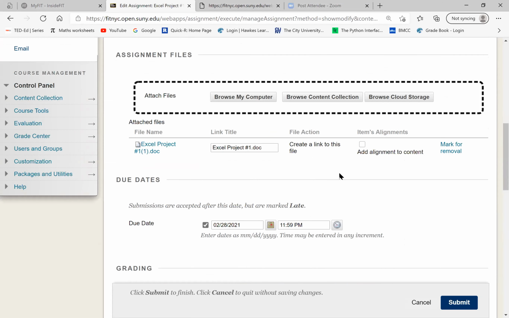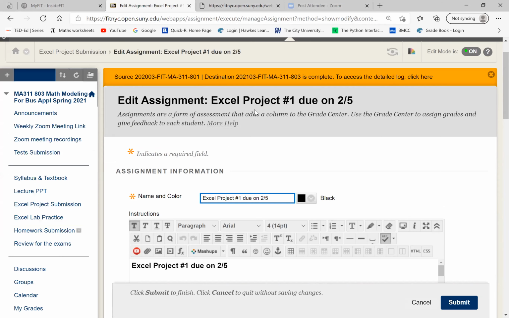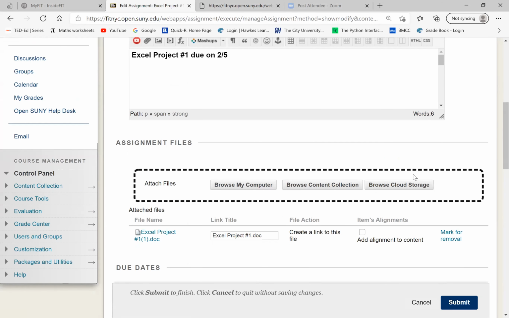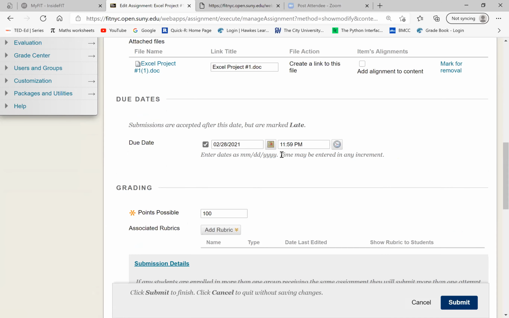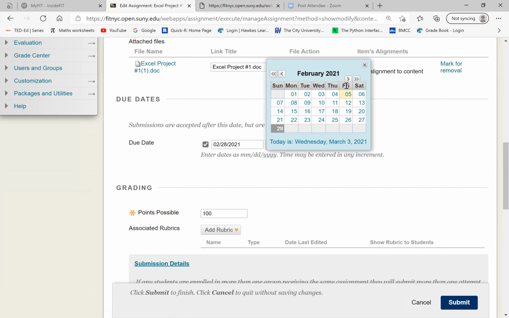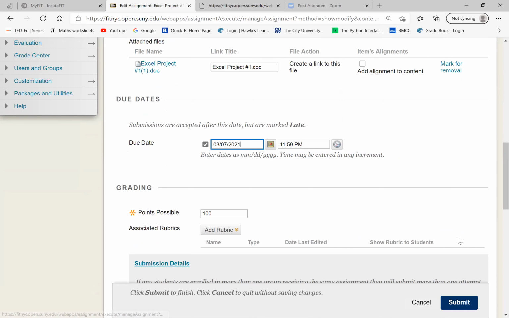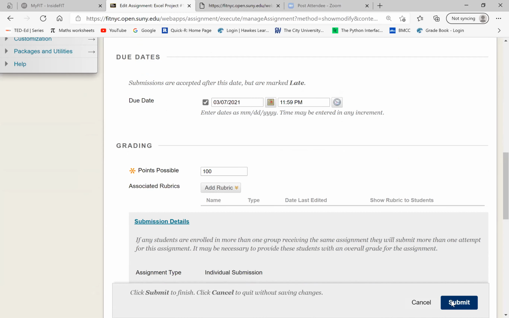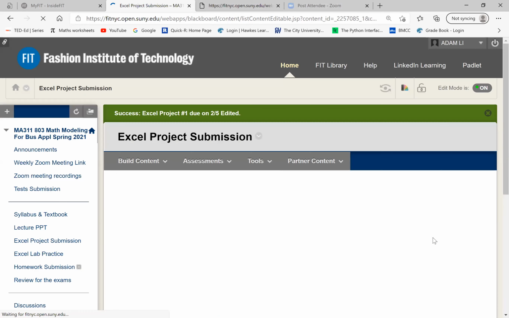Wait a minute, that says 2/28. Yeah, and today is March 3rd. This is Excel project number 1. And you did it a while ago, right? Do you need more extension? Yeah, to my knowledge. Okay, so I will extend it till Sunday. Does that work? Sure. Okay, so Sunday, right? I'll extend until Sunday.